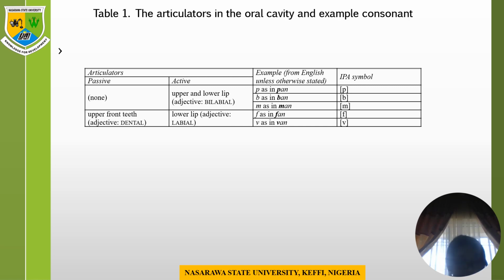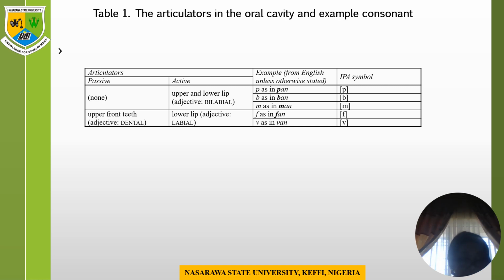And then you have the upper front teeth as passive articulator. The adjective for this is dental. And then you have as active articulator the lower lip, and its corresponding adjective is labial. For example, F as in fan, V as in van. These are all examples from English.